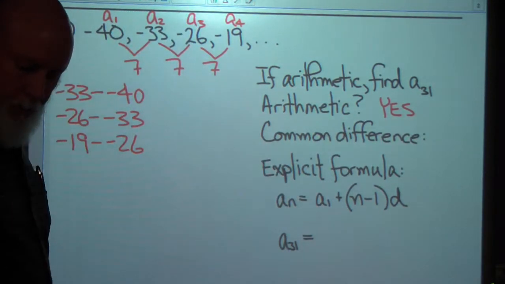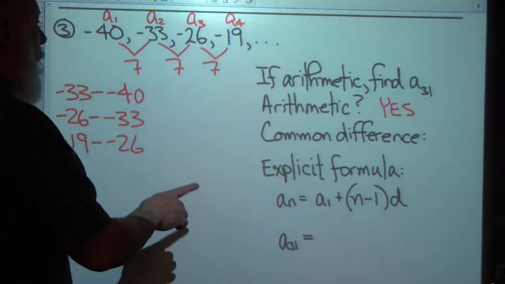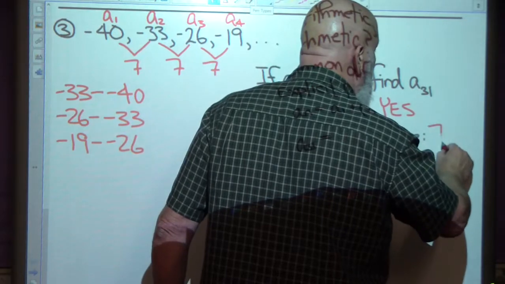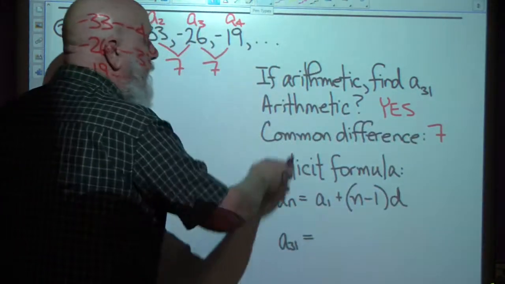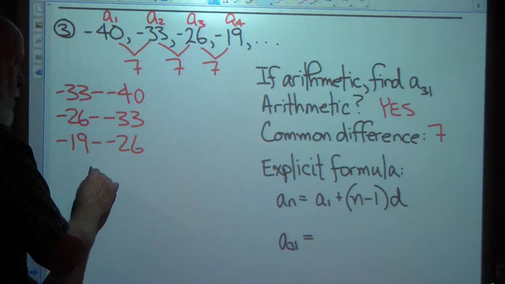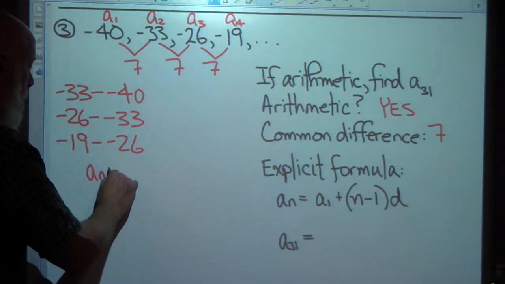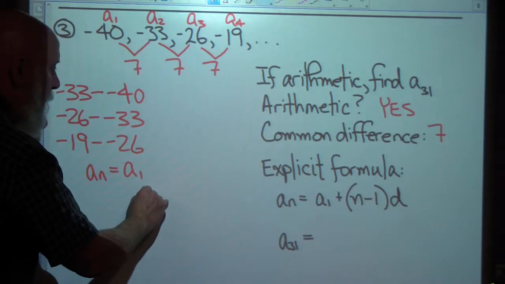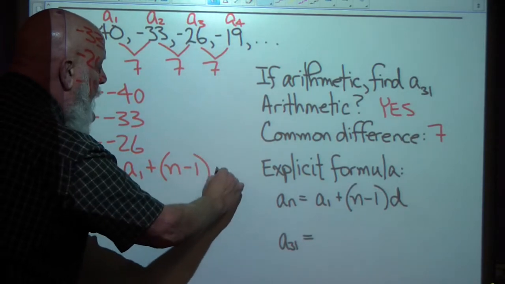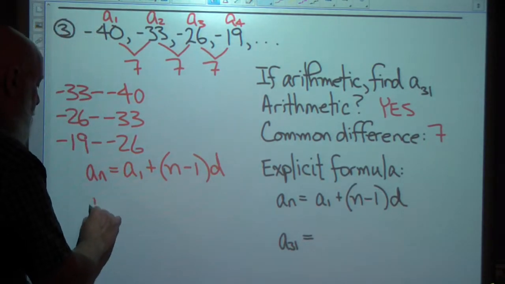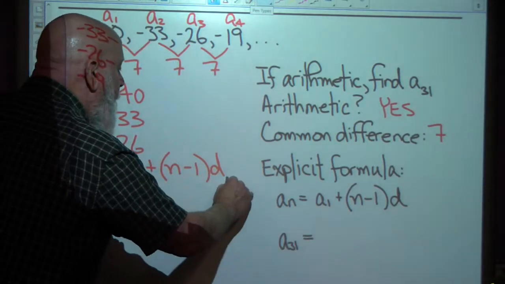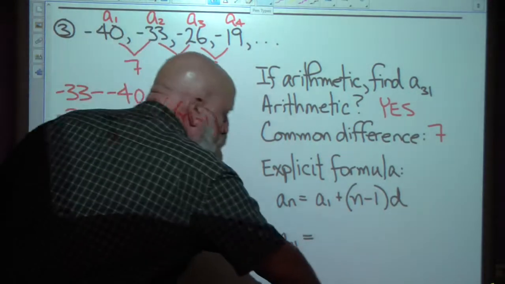So, here we go. The common difference is 7. I was asked to identify that. So I've answered the first two parts. The explicit formula, I'll find that right here. A sub n is equal to A sub 1 plus the quantity n minus 1 times d. And I'm going to make substitutions right here and here, and then open my parentheses and simplify.